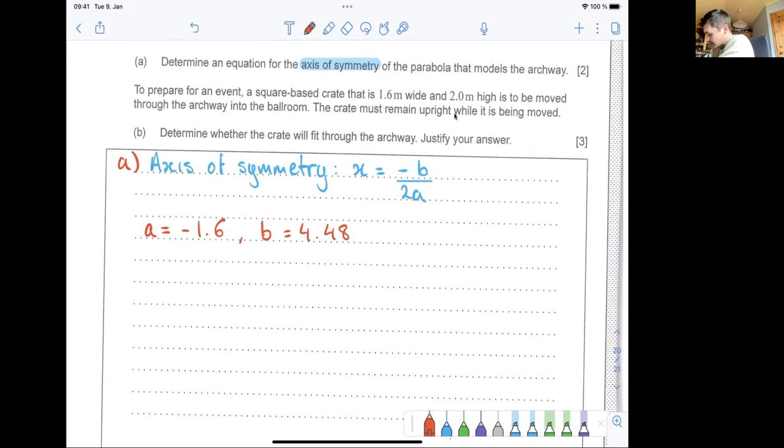And so therefore, the axis of symmetry is going to be x is equal to negative negative 4.48 over 2 times negative 1.6, which will turn out to be 4.48 divided by 3.2, or negative 4.48 divided by negative 3.2, same thing. And that comes to, therefore, 1.4. So x is equal to 1.4 is the axis of symmetry. All right, let's move on to part B.